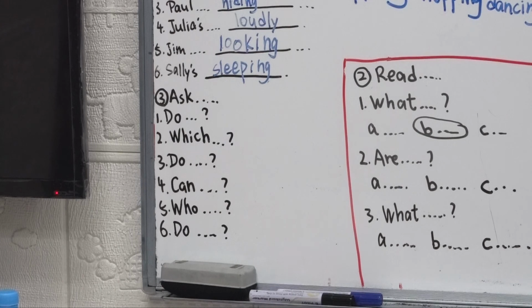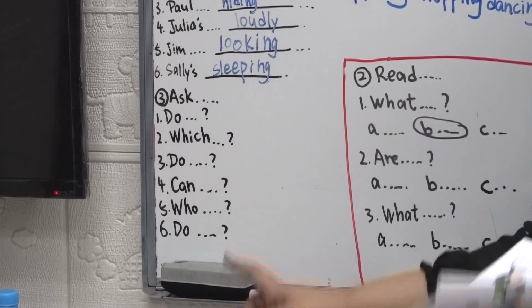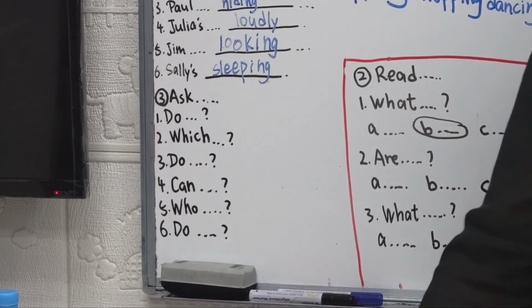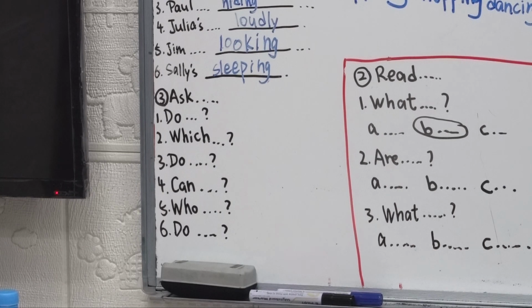If yes, you might say yes, I do. If you don't, you may say no, I don't. And then 4. Can you count to 100 in English? If you can, what do you have to say? Yes, I can. If you can't, you will say no, I can't. All right. 5. Who do you play with at school? You may say I play with my classmates, right? Or you can say I play with my friends at school. These are the 2 possible answers.